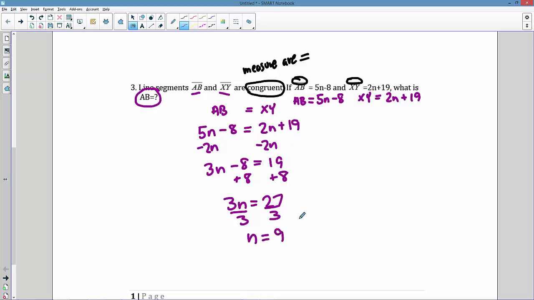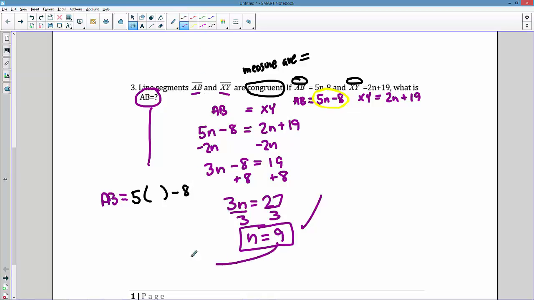N equals 9. Now that's not what the question is, right? So a lot of you are going to box this and go, that's it, that's the answer, but actually you're going to lose some points on the test because 9 has to be plugged in. They wanted to know what AB is. So AB is 5n minus 8. Remember, we did this earlier. So now I write, remember how to do this, 5, open parentheses, N, minus 8. And we're going to put this number in there, N is 9. Okay, so finally AB equals 45 minus 8, which is 37.